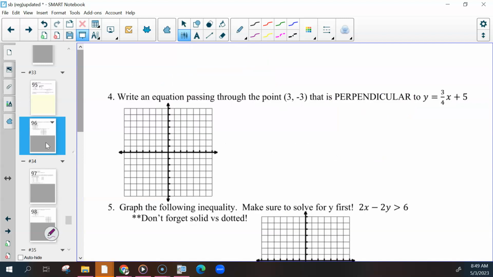Remember that every time you see write an equation, you should be trying to use this in Desmos so you get used to this. I promise you there will be at least 1 or 2 of these type of problems on the SOL, if not more. So write an equation that passes through this point that's perpendicular to this equation.